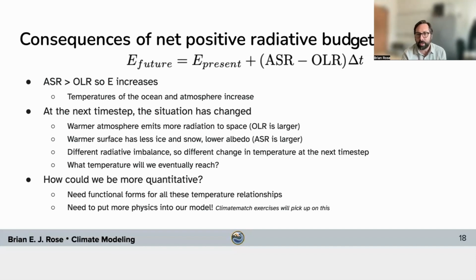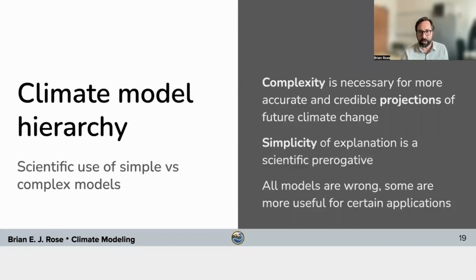And that's the kind of thing that, if we could be a little more quantitative and put temperature dependent formulas into each of these terms, we could actually investigate on a computer. And that's the kind of thing that you will be doing in some of the exercises coming up. But we need to put some more physics into the model in order to do that. I'm going to set that aside for now. Just hope that's a useful orientation for what you'll be doing in the course.